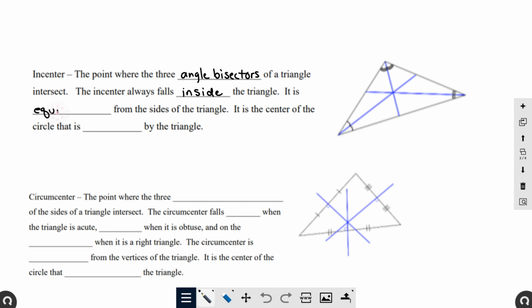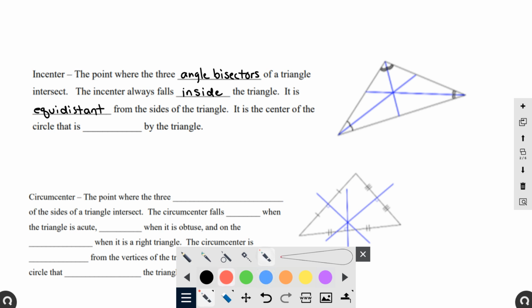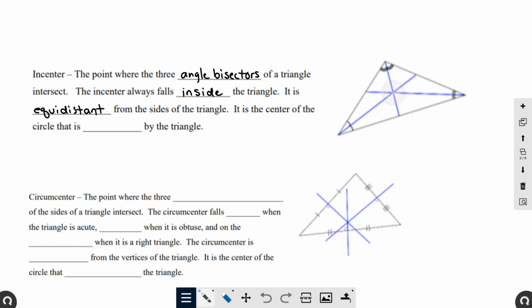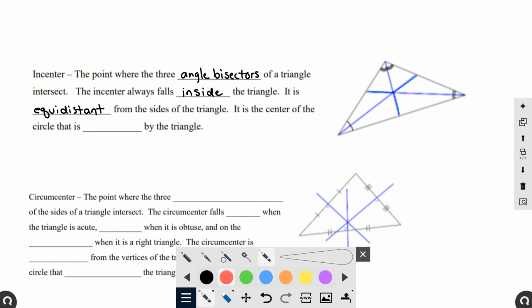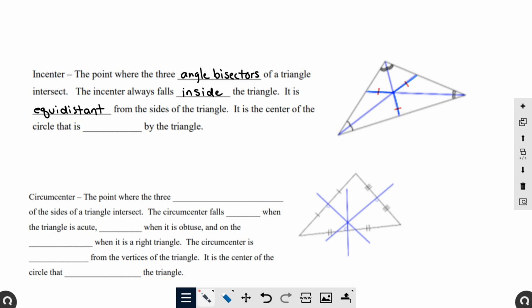In that blank, you're going to put equidistant. You remember what equidistant means? The same distance, equal distance, right? So let's look at that in our picture. If that part is true, then we're saying the distance from the incenter to the side is the same. So those three distances that I highlighted, or we could mark them as being the same. Those three lengths from the incenter to the side are going to be the same.